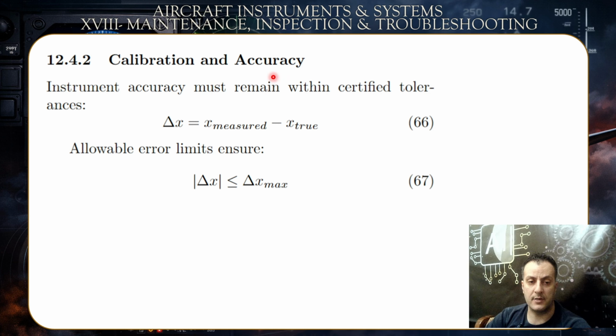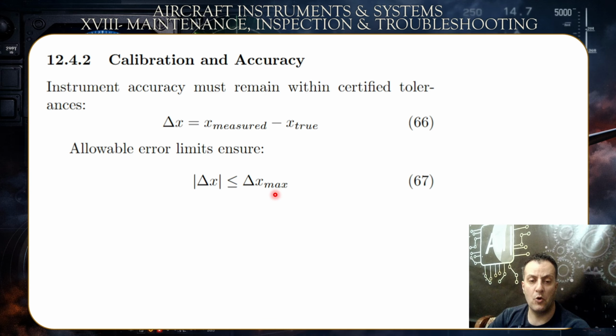Calibration and accuracy. Instrument accuracy must remain within certified tolerances. Delta X is equal to X measured minus X true. So the allowable error limits ensure delta X, in absolute value, should be less than or equal to the maximum allowed error, delta X max.